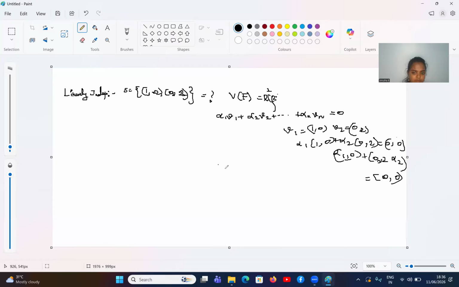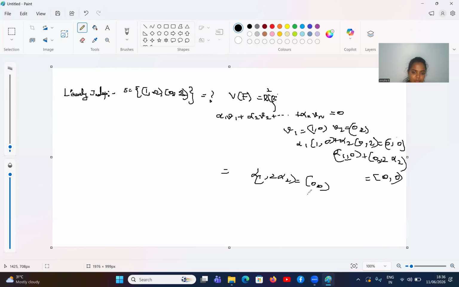So now how can we solve? Finally, you're having that. Add two vectors: alpha 1 times (1, 0) plus alpha 2 times (0, 2). So we are having (alpha 1, 2 alpha 2), which is equal to (0, 0).